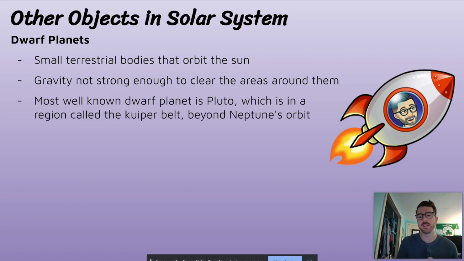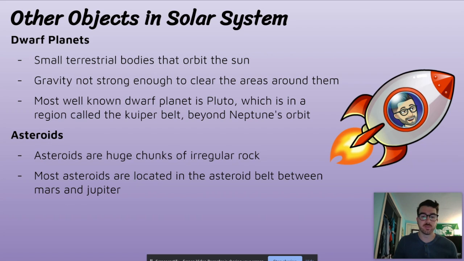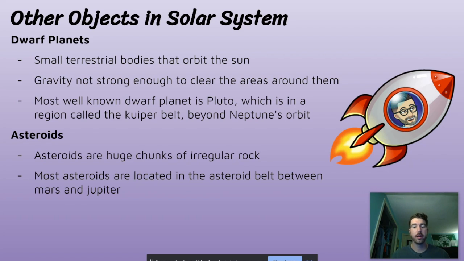Obviously, Pluto used to be a planet until 2006. They changed that. The reason is because Pluto is kind of just mixed in with a bunch of other rocky structures in a region beyond Neptune's orbit called the Kuiper Belt. It's just not strong enough to clear the area around it, so we classify it as a dwarf planet. Other objects that can be found in our solar system are asteroids. Asteroids are huge chunks of irregularly shaped rock, and most asteroids are located in the asteroid belt, which is between Mars and Jupiter.